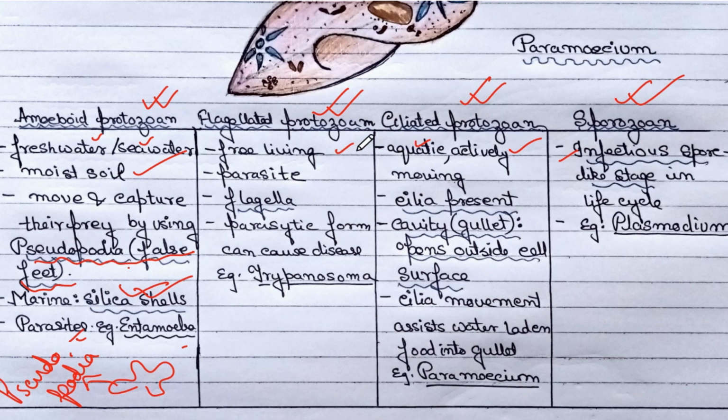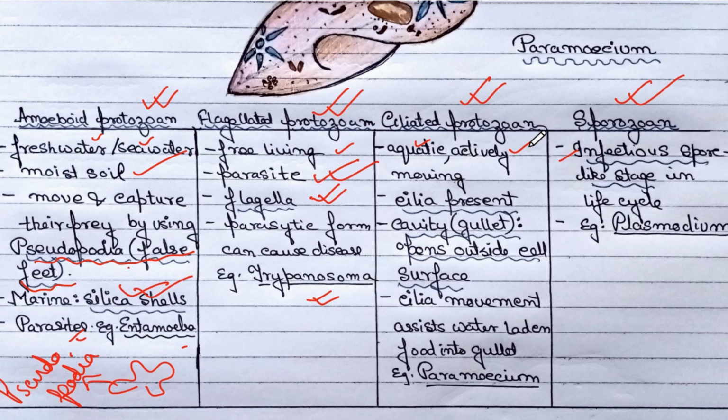Now comes flagellated protozoa. Flagellated protozoa are parasitic, free living. As from the name we can understand, flagellated protozoa has flagella. Parasitic form can cause disease, for example, Trypanosoma.